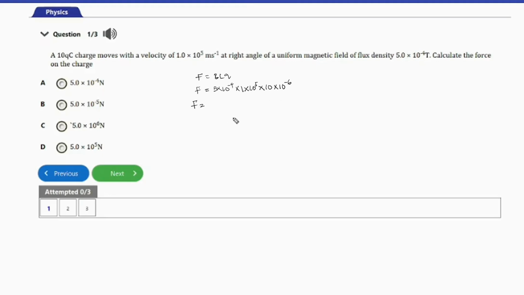So let's go ahead and multiply this out. And when we multiply this out, we're going to have 5.0 times 10 to the power of negative 4. And that's option A here, guys. So option A is the answer to this question. Let's go ahead and consider the next question.